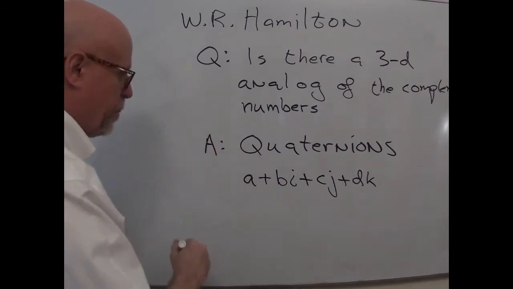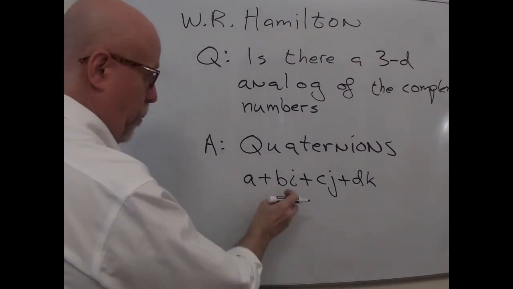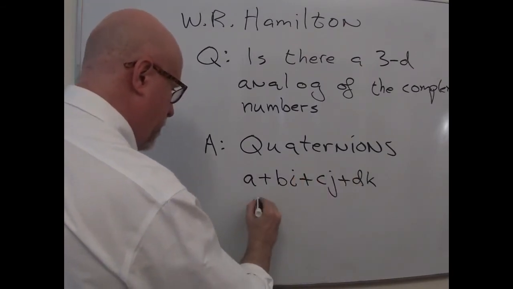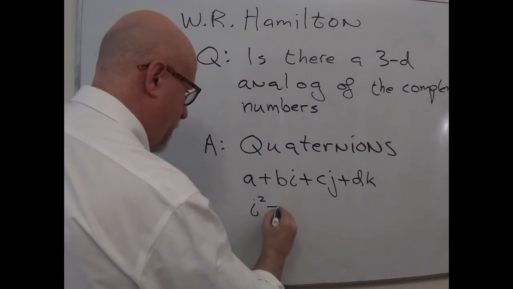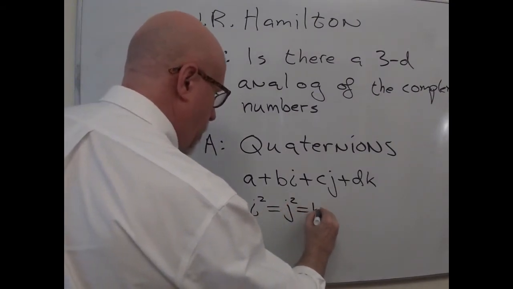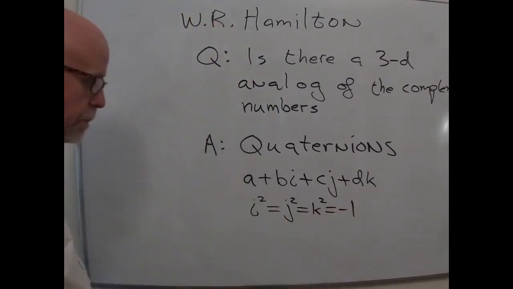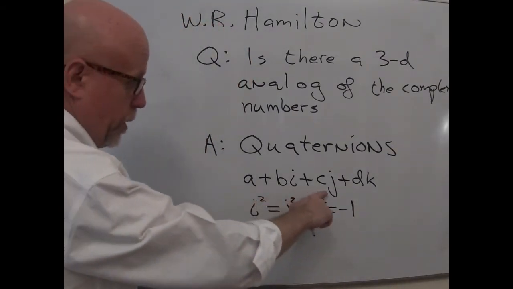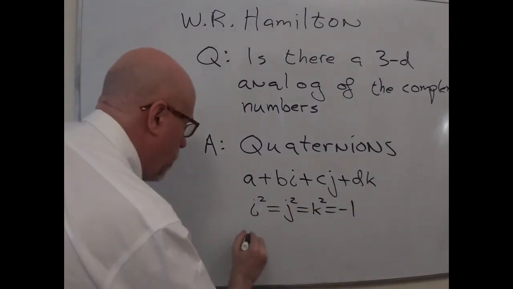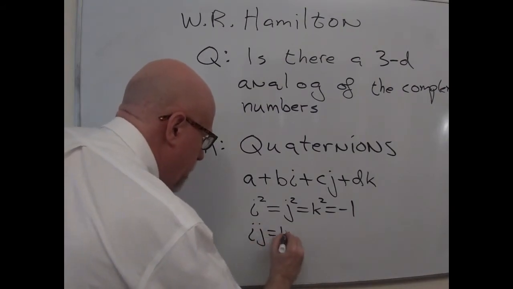Maybe I should do one example of it just to show you that it can work. But what happens with i, j's and k's? Well, here are the equations that Hamilton carved into the bridge. i squared and j squared and k squared are all the same, and they equal -1. So each one of those i, j, k things is a square root of -1. And then also, if you multiply two of them, you get the third.